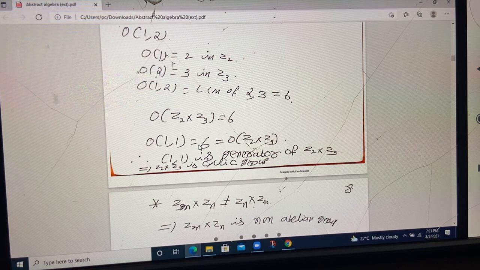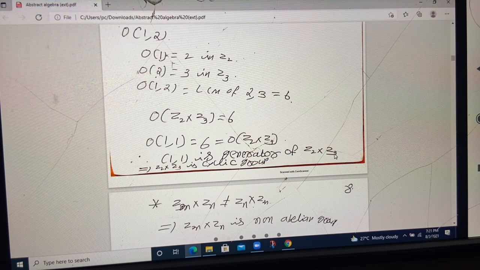Only if you are asked to get the generator do you need to proceed. Otherwise, by looking at this itself, you can conclude whether it is cyclic or not. For example, Z2 cross Z4 is not cyclic. Why? Because the GCD of 2 and 4 is not 1, it is 2. So if they cannot be cyclic, that means there is no generator for them. You know Z2 is cyclic, you know Z4 is cyclic, but Z2 cross Z4 is not cyclic because there is no element whose order is equal to the order of the group.